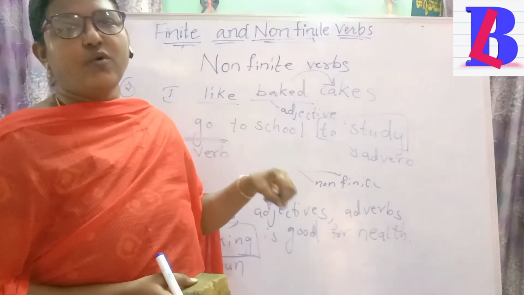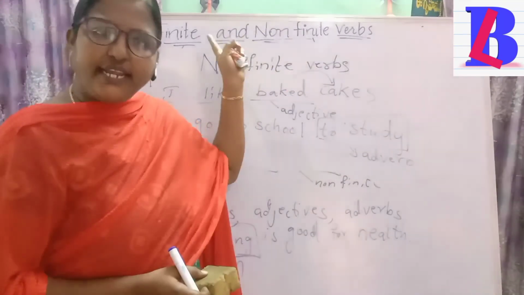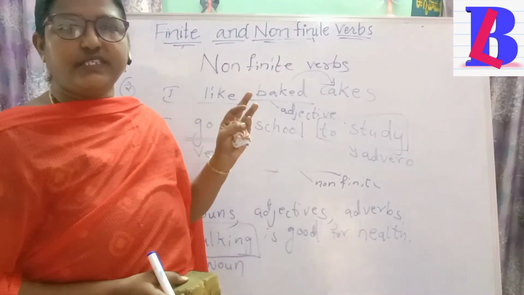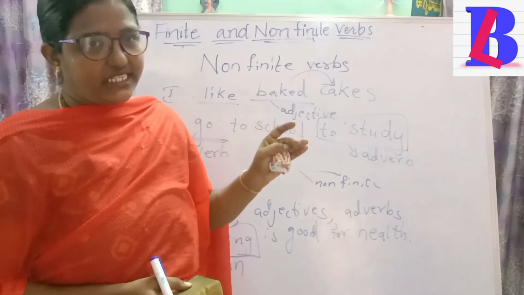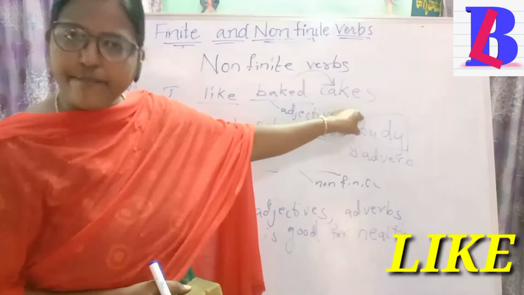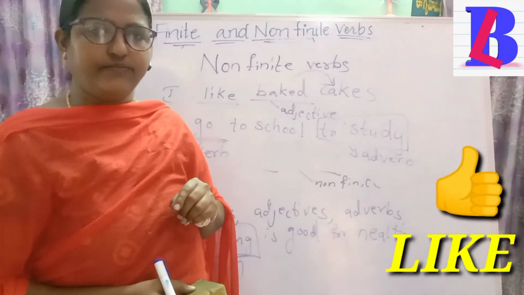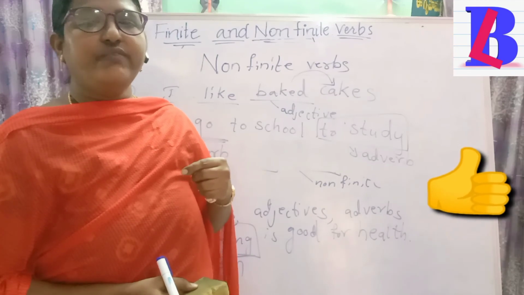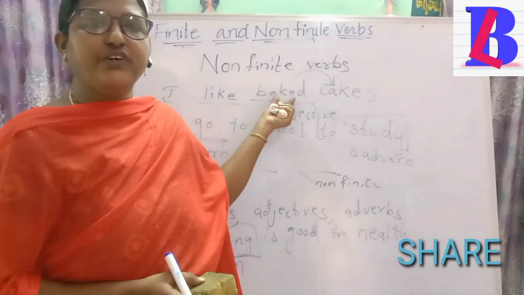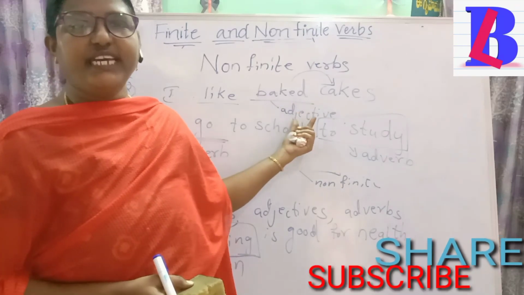In today's video, we have learned about finite and non-finite verbs. Finite verb changes with person, number and tense. Finite verbs agree with the subject, whereas non-finite verbs do not agree with the subject. In the next video, we will learn how non-finite verbs function as participles, infinitives and gerunds.